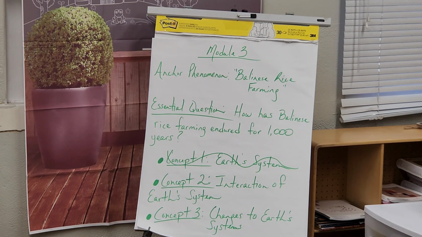And as you can see, for Concept 1, I have crossed out Concept 1, Earth System, because we took the test on that today. Now we are moving into Concept 2. So when they come in, if they look at the tablet, they will know that Concept 1 is done. Moving on to Concept 2, Balinese rice farming. Concept 2, interactions of Earth system. So that is where we're going, starting with lesson 9.